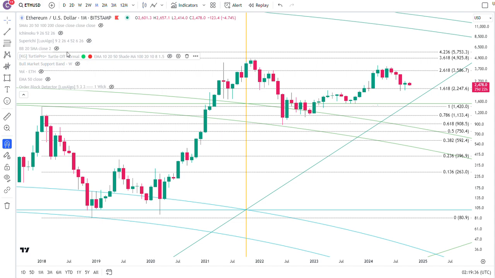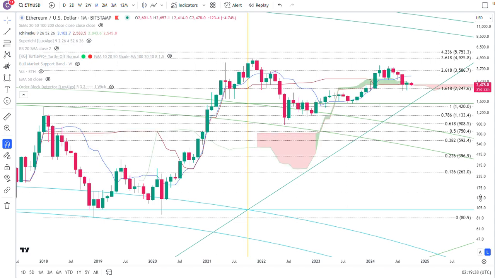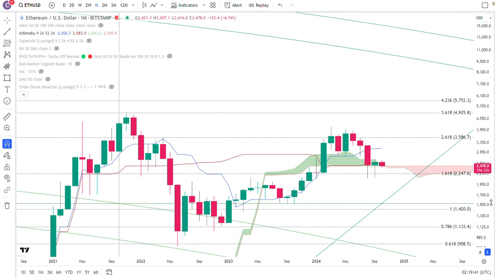Another reason is if you simply look at the monthly Ichimoku cloud. I'm going to zoom in to give you a better picture of what we're seeing here.